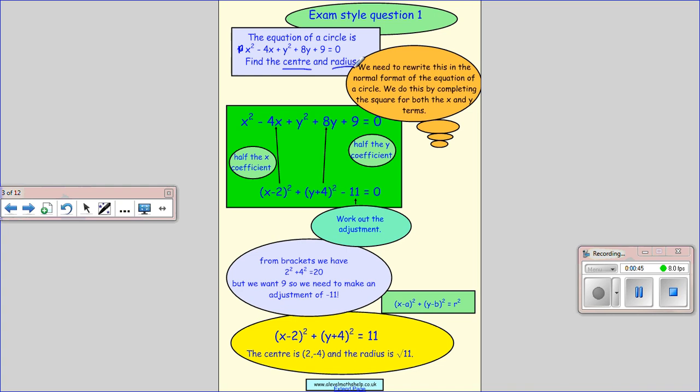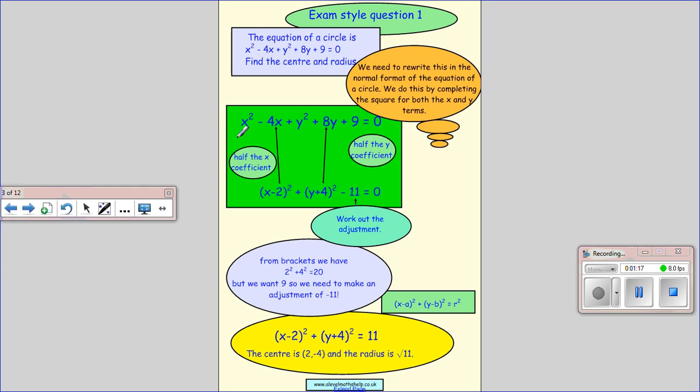Now the way we do this is we basically want to get it in the format that we had before. Once we have it in this format, we can find the center very easily because we've got a and b, and we can find the radius. So how do we do it? We've got this messy thing and we want to make it look tidier, and we use something called completing the square to do this. Again, if you're not sure about that, there's a video and slides on how to complete the square.